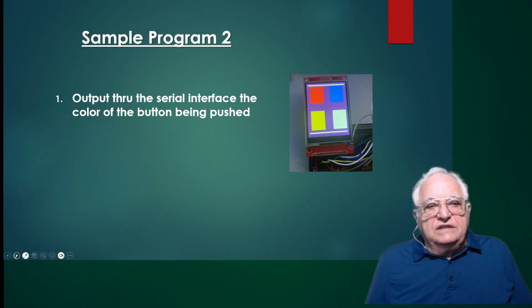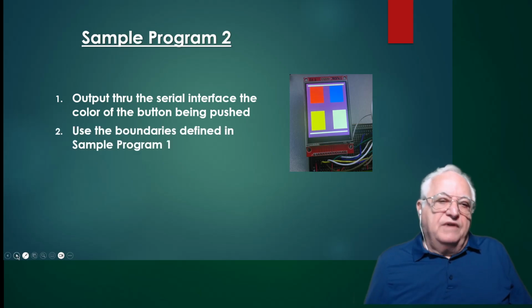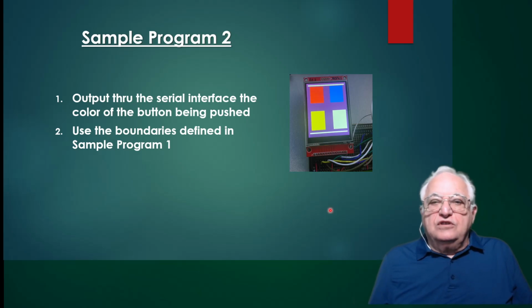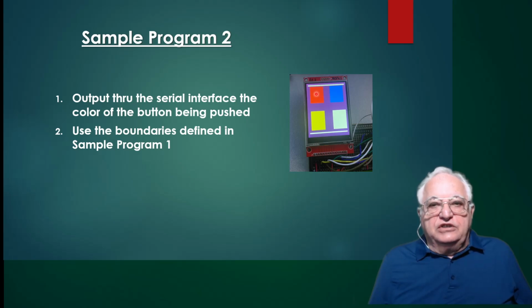Output through the serial interface the color of the button being pressed. Use the boundaries defined in sample 1. So what we're going to do in sample 2 is push the button in many locations of the red button, the blue button, yellow and white. And every time we push a button, we want the X term to show which button was pressed.